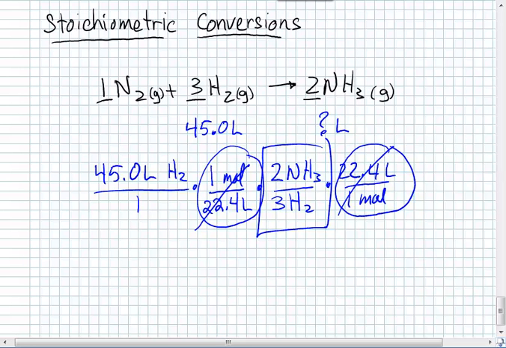But you have to know that only works when you're dealing with all gases, when you're going from volume of one gas to volume of another, and they're all at the same temperature and pressure. Other than that, you have to use the long method of converting to moles, using the mole ratio, and then converting to whatever your amount is going to be. Okay? So that's it for stoichiometric conversions. Next video is going to involve something called limiting reactant.